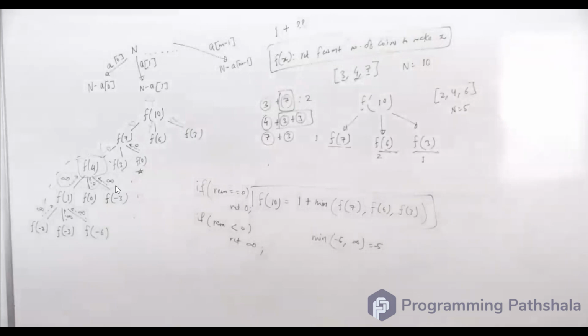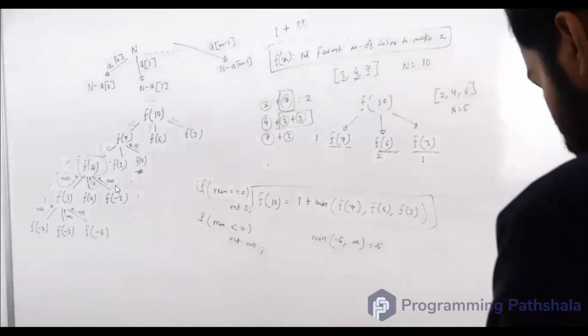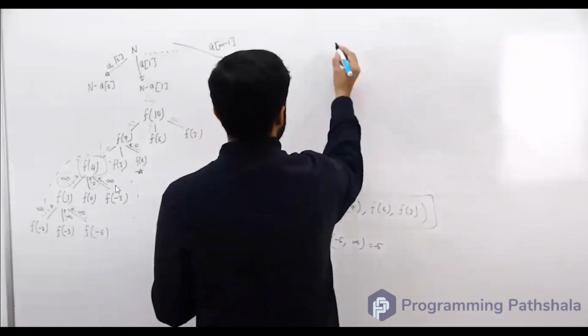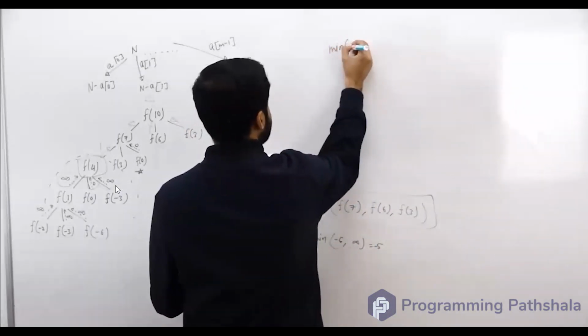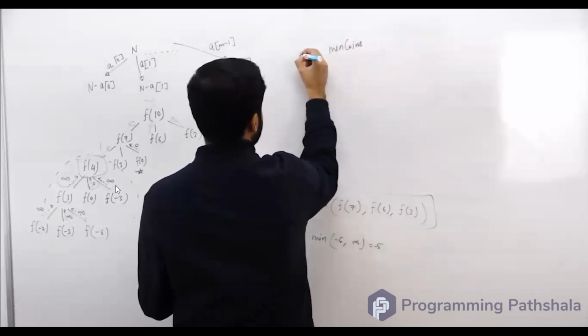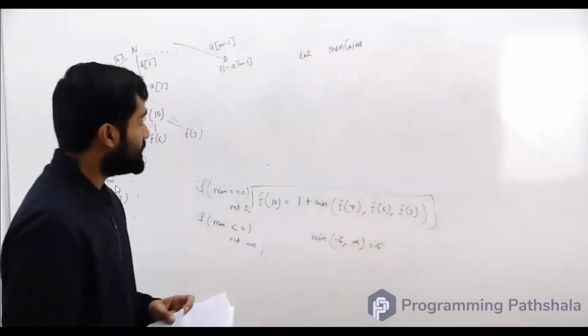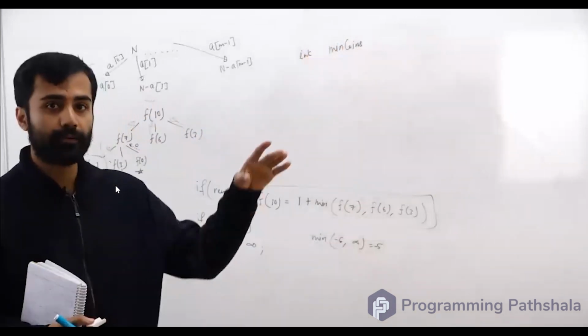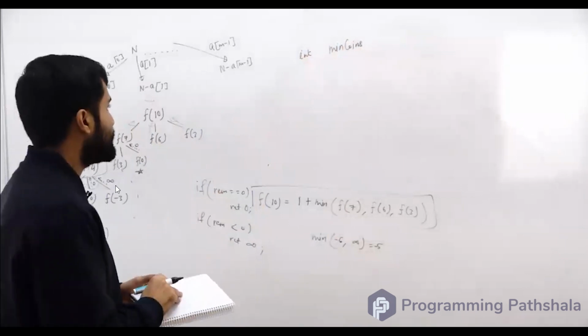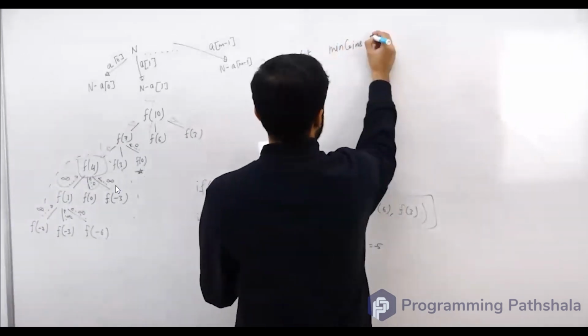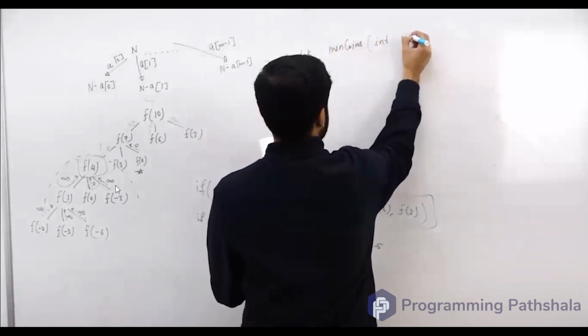Okay, let's look at the recursive code for this. Let's say there is a function called min coins. This function returns something. What does it return? It returns the minimum number of coins needed to make n rupees. Okay, so you pass here n, correct?